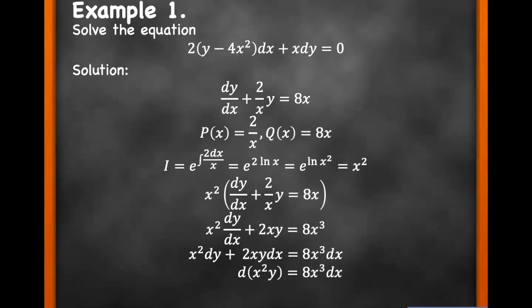Now we can integrate both sides of the equation here. If we integrate both sides, we have x squared y equal to 8 times x raised to 4 over 4, so 2x raised to 4, plus c. Okay, so this is now the final answer.